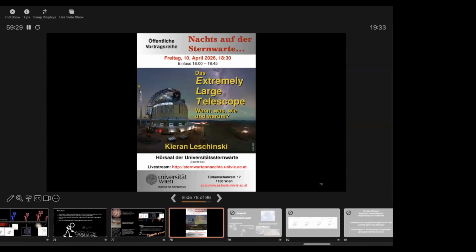In April, we will get an update on the Extremely Large Telescope from Kieran Nishinsky. Our last talk on the Extremely Large Telescope was 4 years ago. At the time, we could only show computer renderings of the telescope. This is a recent picture of the construction site. It's close to being finished, and in a few years' time, it will start operations. So in April, an update and more background information on that.